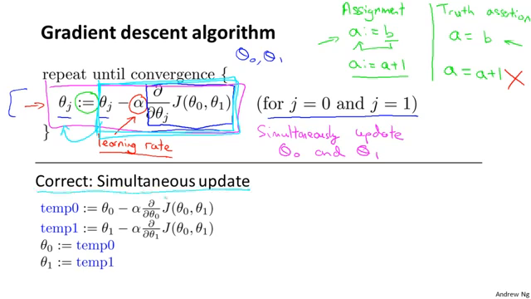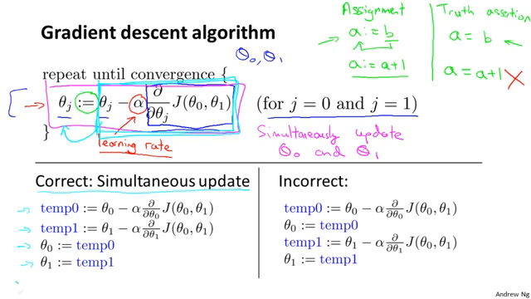This is a correct implementation of gradient descent, meaning simultaneous updates. So I'm going to set temp 0 equals that, set temp 1 equals that, so basically compute the right-hand sides. And then having computed the right-hand sides and stored them into variables temp 0 and temp 1, I'm going to update theta 0 and theta 1 simultaneously. So that's the correct implementation.